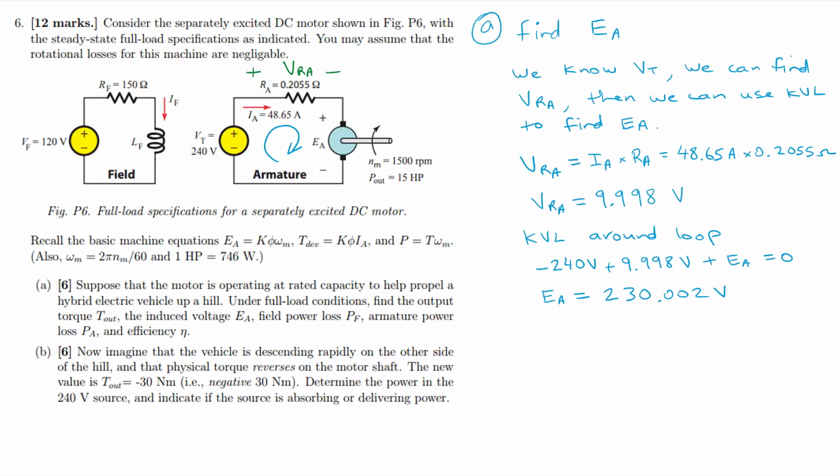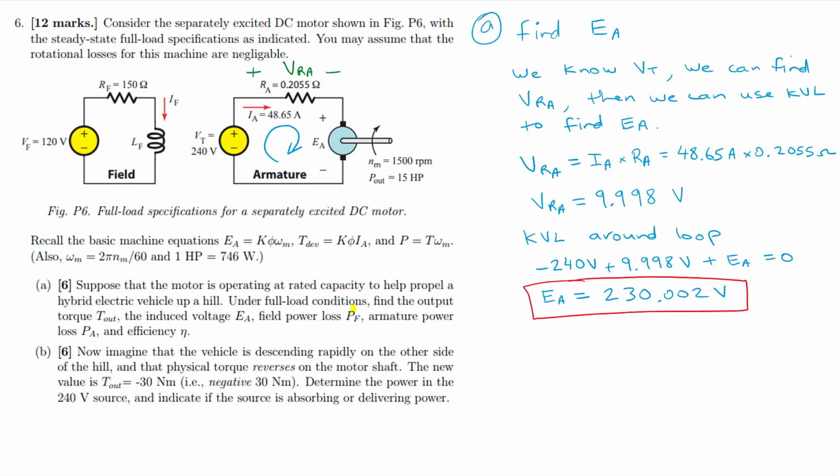So then we can do KVL going clockwise around the armature circuit, and so for the terminal voltage we get minus 240 volts. We calculated the voltage across the armature resistance at 9.998 volts, and then we're going to solve for EA. And so then we get a value of 230 volts for EA. So that is our second result for part A.